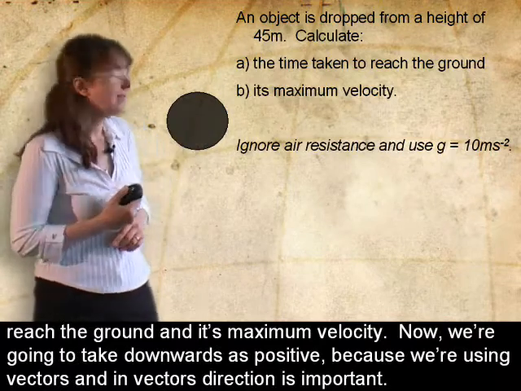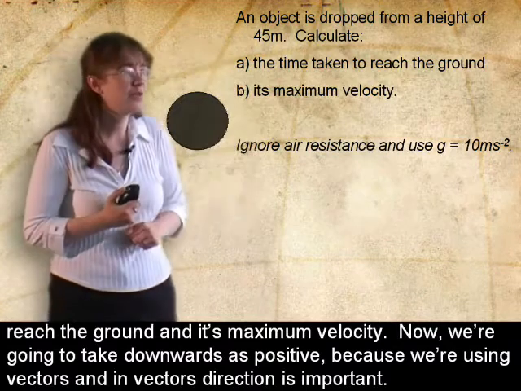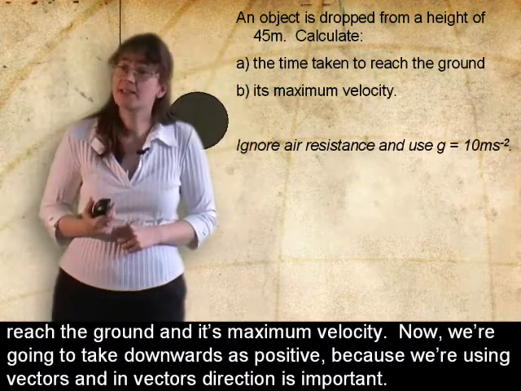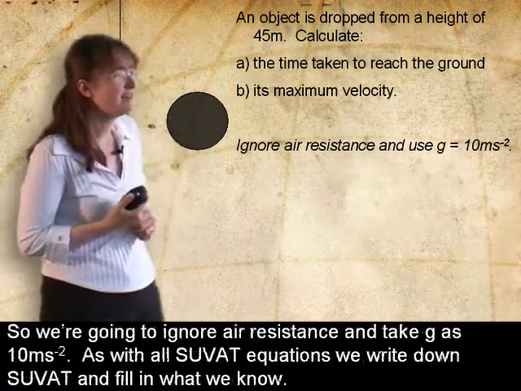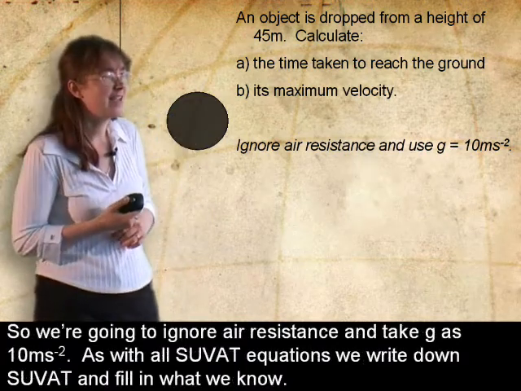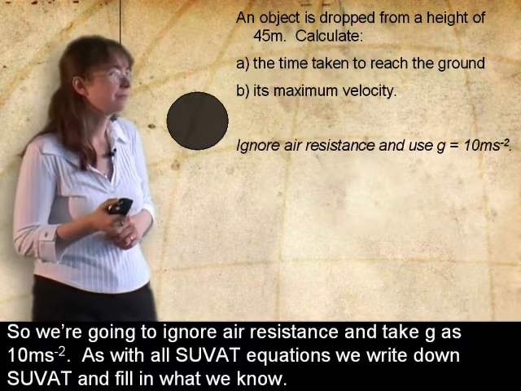Now, we're going to take downwards as positive because we're using vectors, and in vectors, direction is important. So we're going to ignore air resistance and take g as 10 metres per second squared.